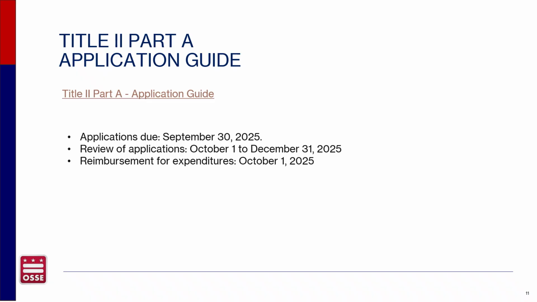Title II Part A Application Guide. The application guide for 2025 Title II Part A is available on the agency website. The applications are due on September 30th, 2025. Our team will start reviewing applications right away until December 31st, 2025.